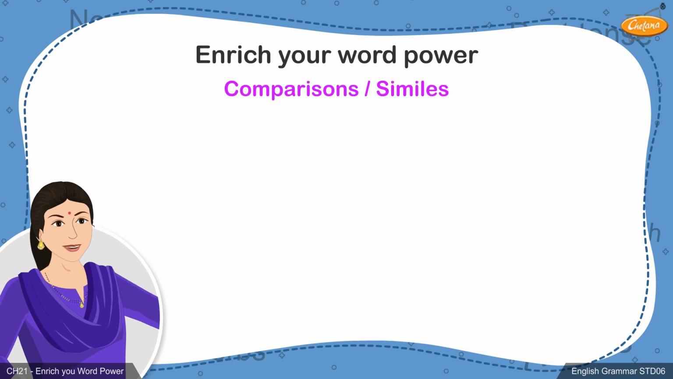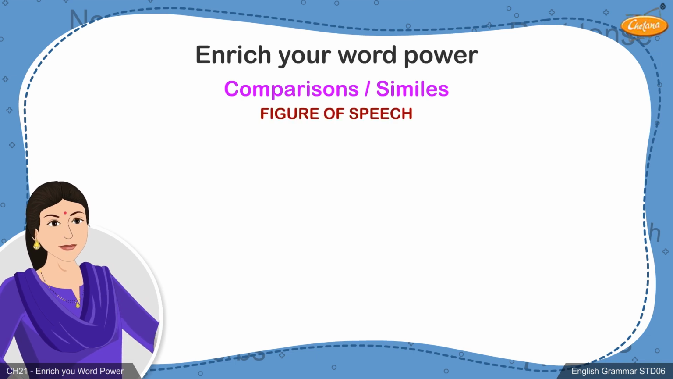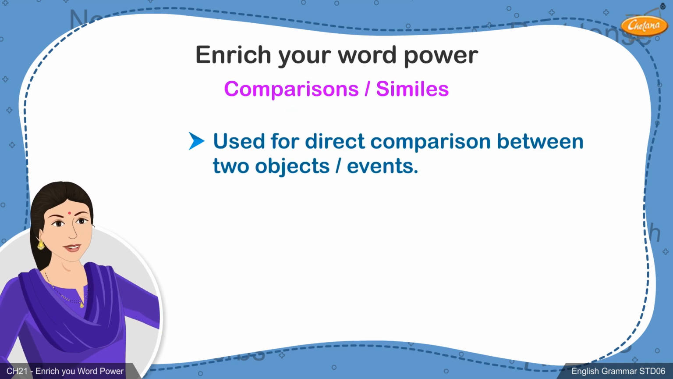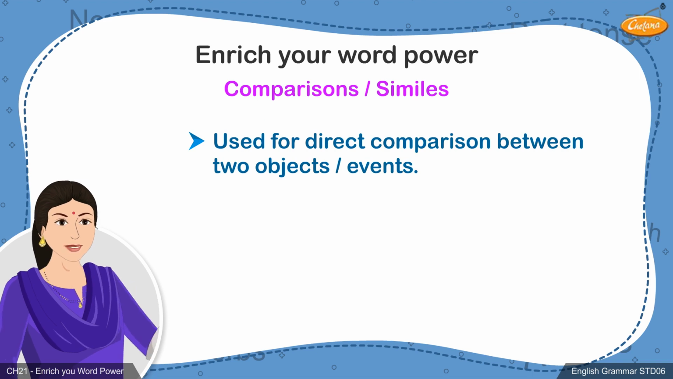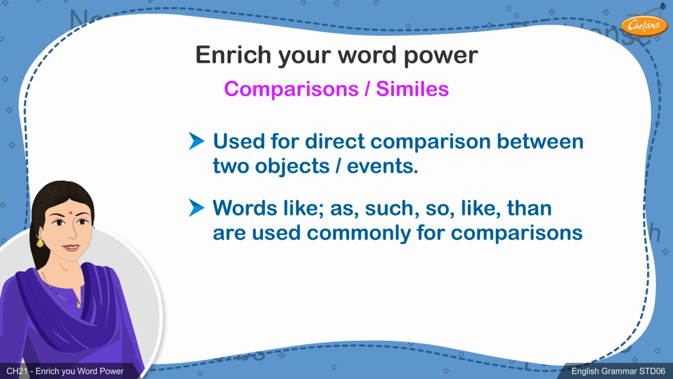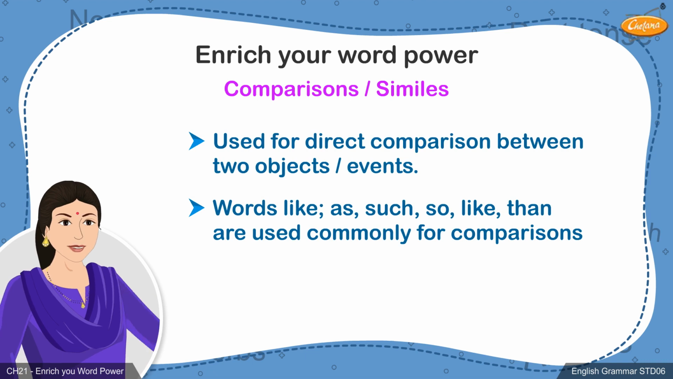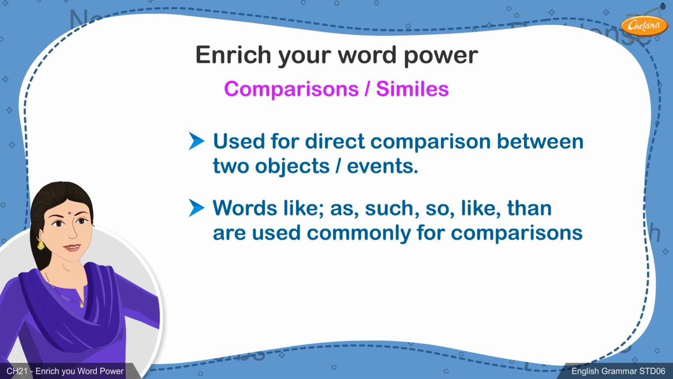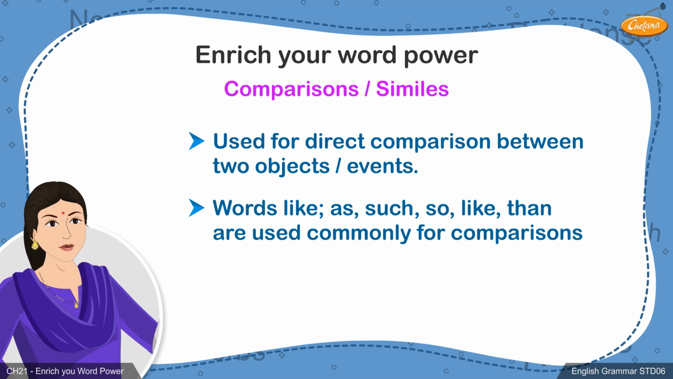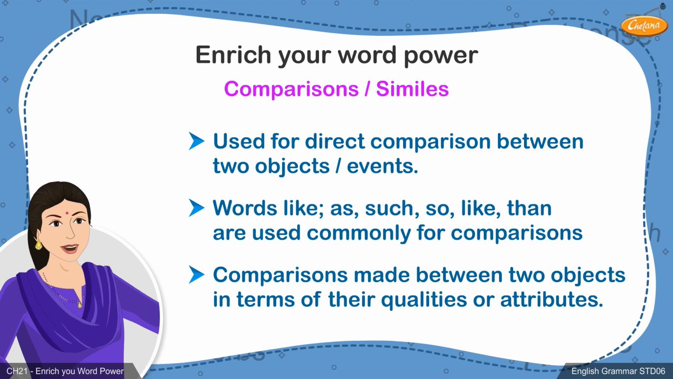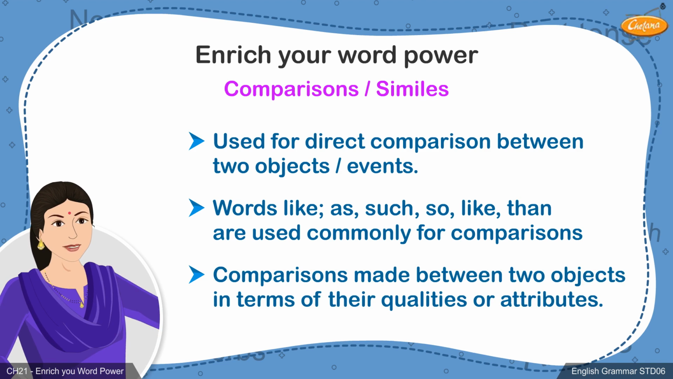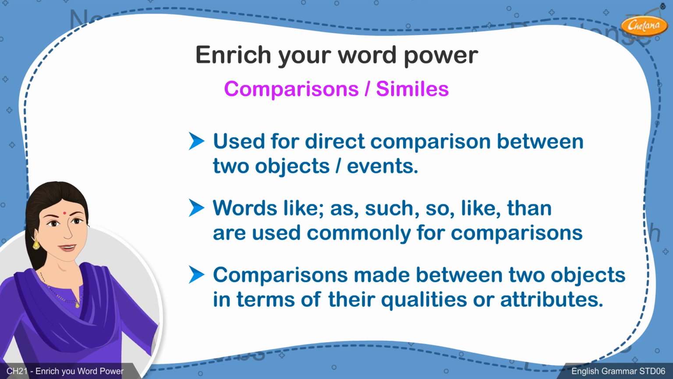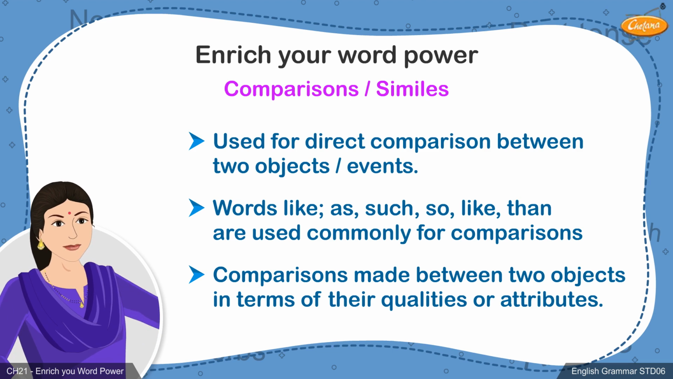You have already learned the concept of simile as a figure of speech. A simile is a figure of speech that compares two objects through the explicit use of connecting words, such as like, as, so, than, or various verbs such as resemble. Similarly, two objects or events can be directly compared using certain adjectives or attributes.